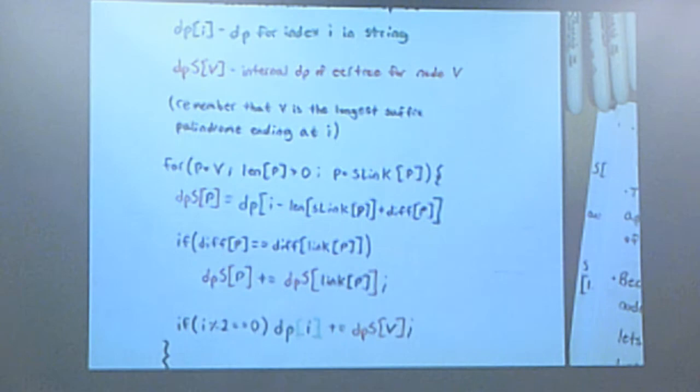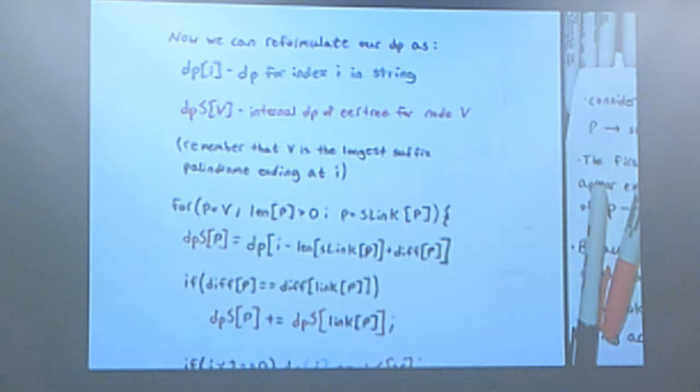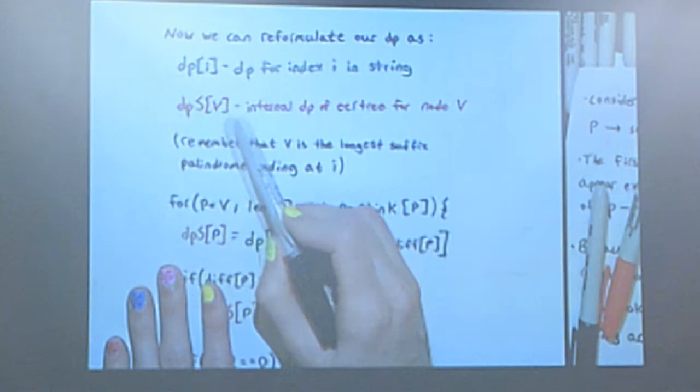But so now we can reformulate our DP. So in green, I'll just have regular DP. This is our normal DP. DP of i stores how many ways you can partition the prefix of length i into even palindromes. And then we're going to have this DPS, which is the internal DP in our tree.